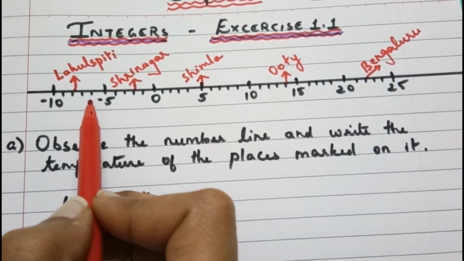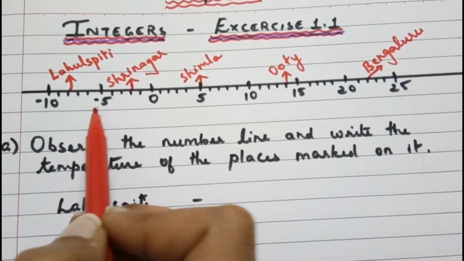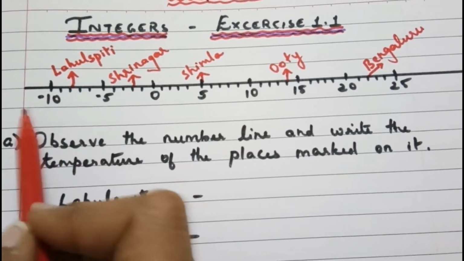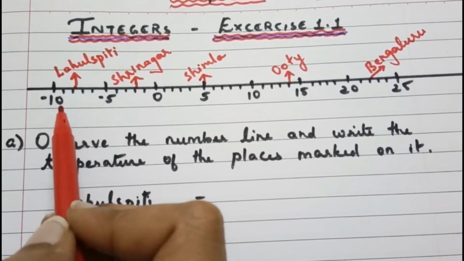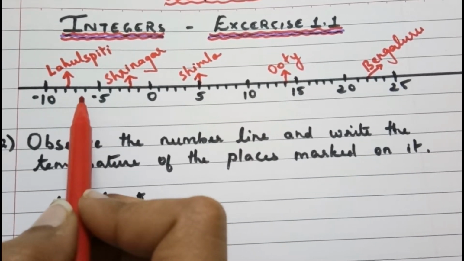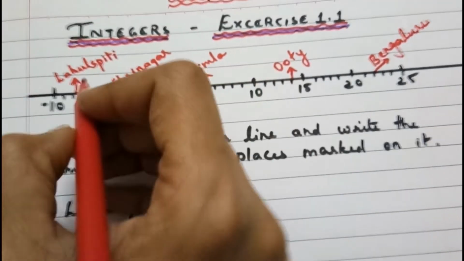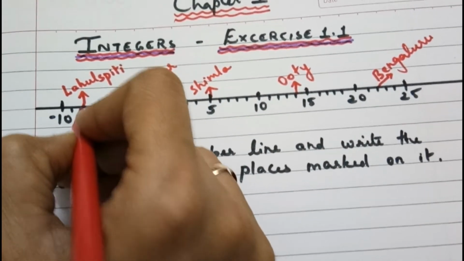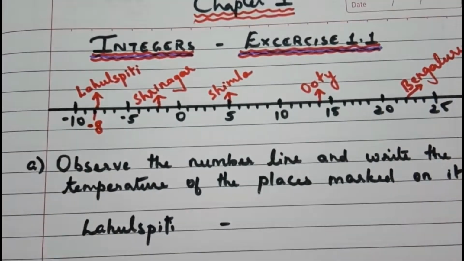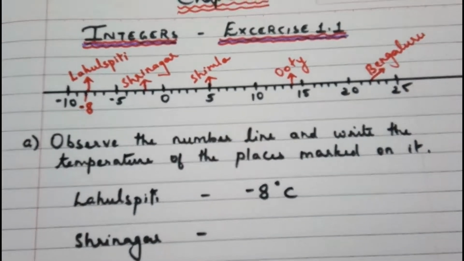-5, -6, because for every negative integer, the higher it goes to the left side, the number increases but its value decreases. So here -5, -6, -7 and -8. So here the temperature of Lahuspati is -8. Here we noted -8 degrees Celsius.